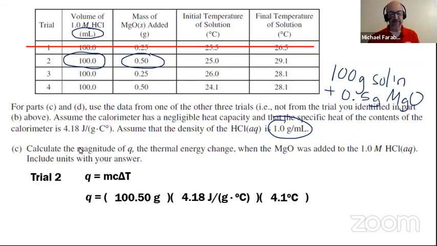So we'll do this math, and we get 100.5 times 4.18 times 4.1. I get 1722. I'll round that off to 2 significant figures because of the delta T. So approximately 1700 joules, or 1.7 kilojoules. Notice that this is Q and not delta H, so I'm not worried about the sign being positive or negative. It's just the magnitude of heat. And again, this is heat released because the surroundings are getting warmer. When the temperature goes up, that's an exothermic process.